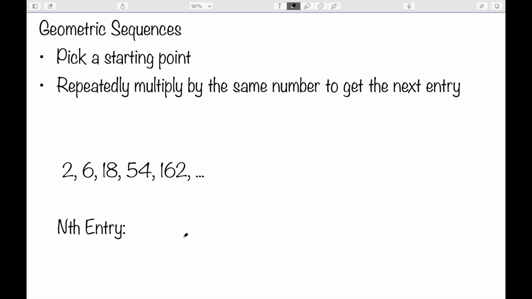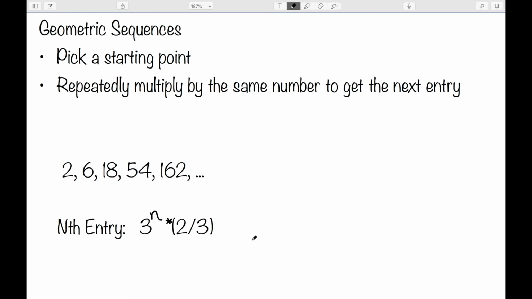And just like before, I can get a formula to give me the nth entry, where n is the number entry I want, the 5th entry or the 2000th entry. Since we're repeatedly multiplying by 3, and repeated multiplication is denoted by an exponent, then we'll have a 3 to the nth power. But once again, that doesn't quite work. 3 to the first power is 3, and I need it to be equal to 2.